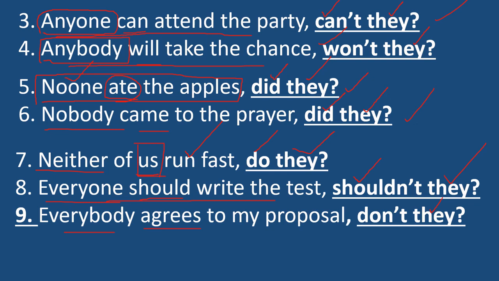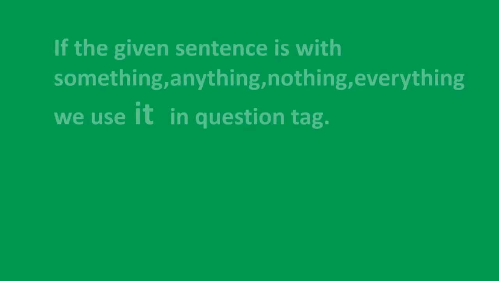But here we should write does, actually does, but there is do. Why? Because for everybody we should write the subject pronoun as they, so according to the subject pronoun they, we should write do only, don't write does. Actually doesn't they, but don't write doesn't they, don't they. The subject and verb agreement is like that, don't they. Understood? Now let's go to the next case.